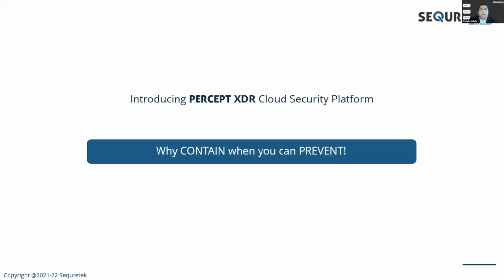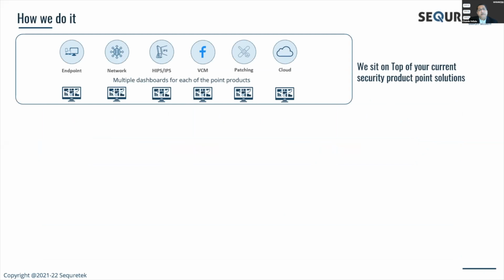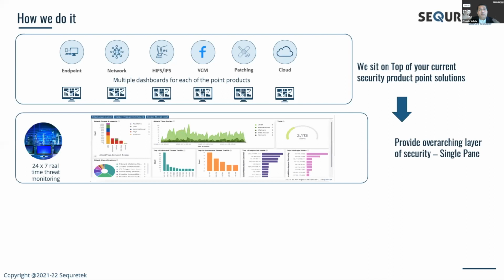Okay. So why contain when you can prevent it? So how we do it is we pretty much sit on top of all your existing security products. So you may have 12 different technologies. So we have built API connectors to read from all of them, including cloud sources, including O365, including your network core switches, routers. And guess what? We'll give you one single pane of enterprise visibility, threats detection, everything.